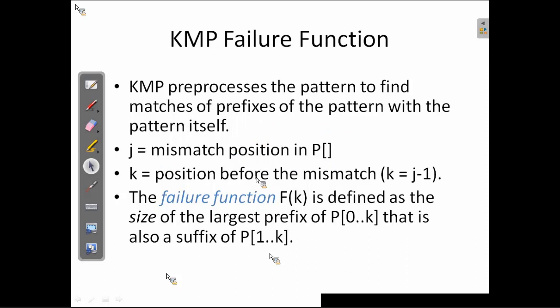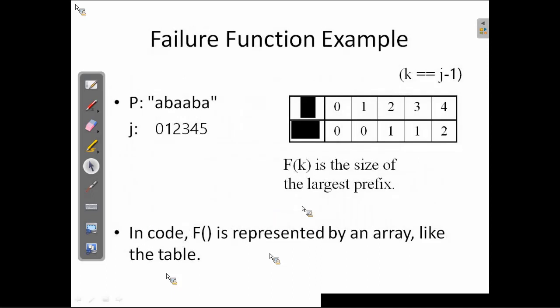J will be the mismatch position in P. So the position before the mismatch is J minus 1. Now the failure function is defined as the size of the largest prefix of 0 to k that is also a suffix of 1 to k. Okay, I'll explain what that means with the picture. This will take a little while to understand, but it's worthwhile trying to understand. Now, this is called the pre-computation. This is f of k. This is called the failure function. This is computed and kept.